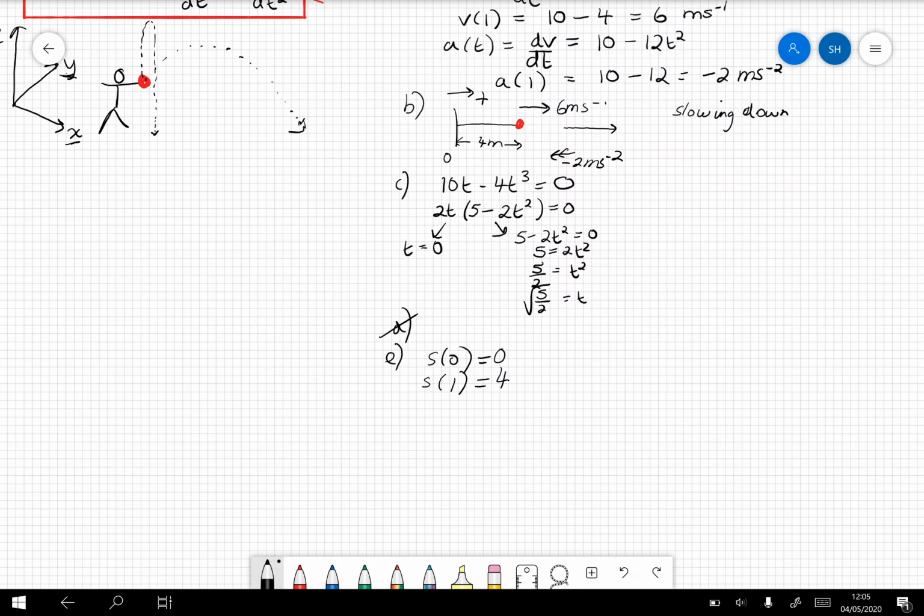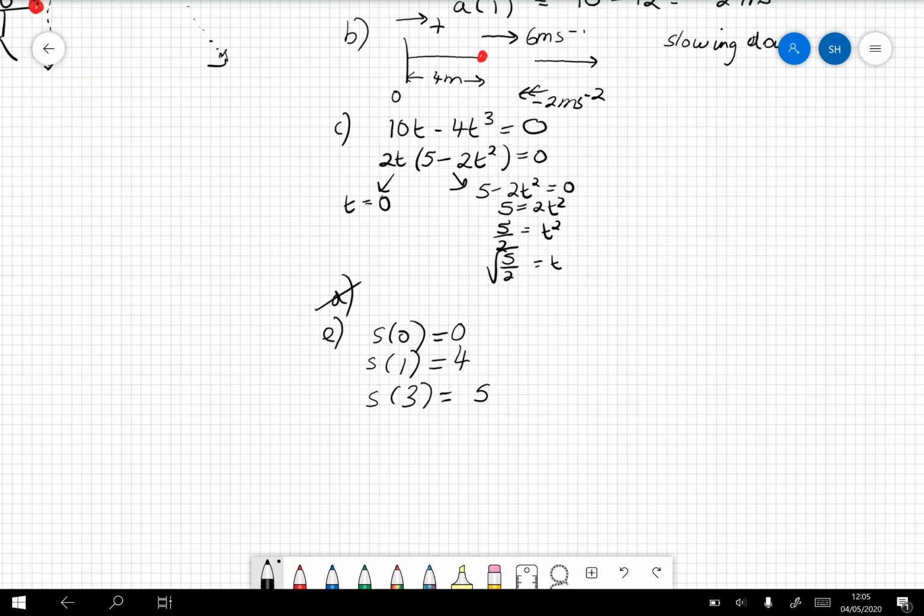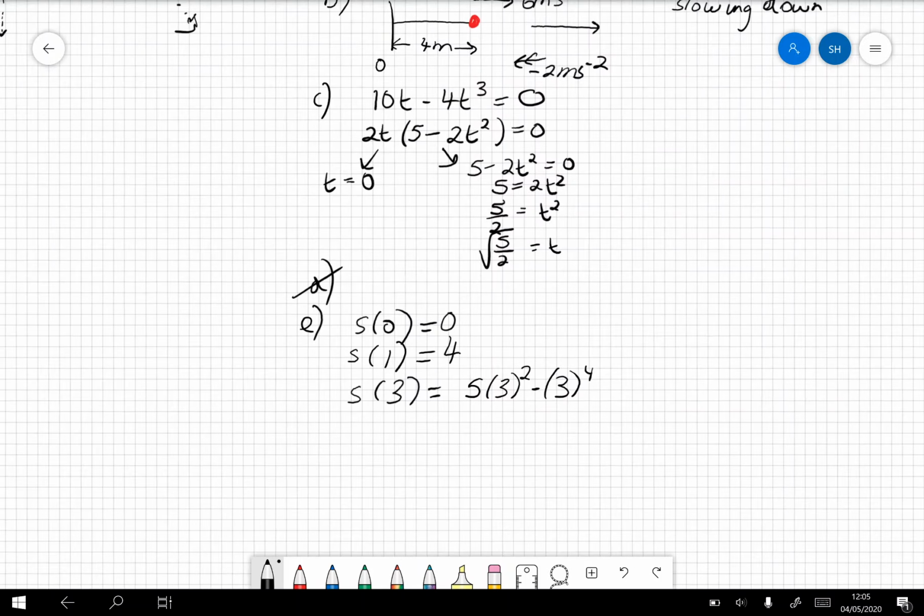And it would seem to make sense to work out where we are at time 3, since we want the first 3 seconds. So our equation was 5t squared minus t to the power 4. So that would be 5 times 3 squared minus 3 to the power 4. And if you put that into your calculator, and you would be expected to use your calculator here, you would find that you get minus 36 meters. So you might be tempted to say the distance travelled would be 36 meters backwards, because at time 0 we were here, and at time 3 we were here, so we've gone 36 meters.